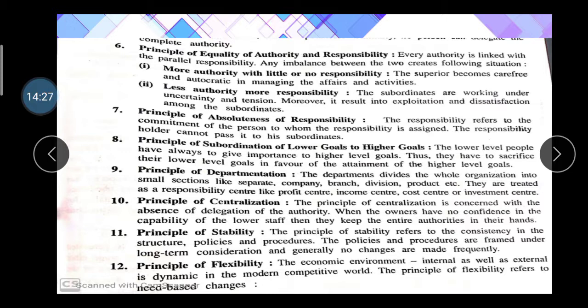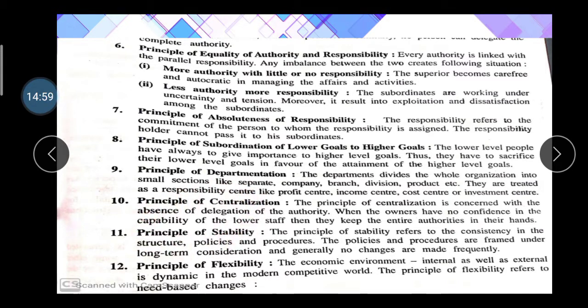Then the principle of centralization. The principle of centralization is concerned with the absence of delegation of authority. When the owners have no confidence in the capability of the lower staff, they keep the entire authority in their hand, because the manager is not sure that the employees are capable of taking this type of responsibility. At that time, all the authority and responsibility is centralized with only one person.